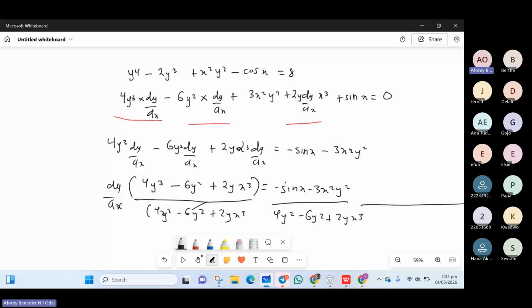And this becomes your final answer. If you can simplify, simplify. Okay, no, you can't simplify. So this becomes your final answer.